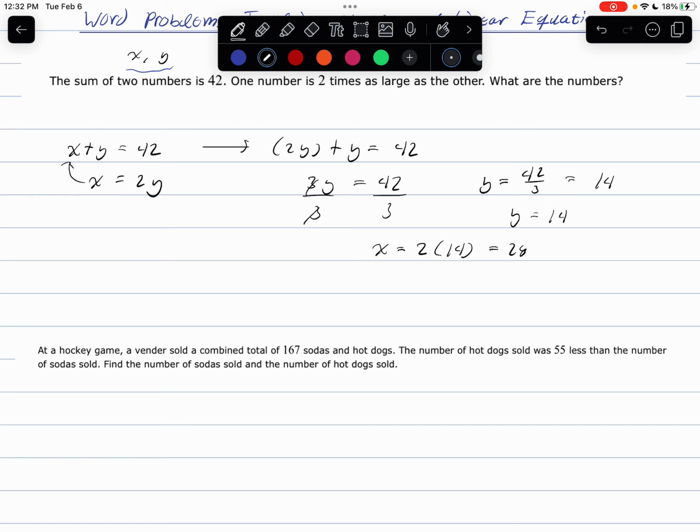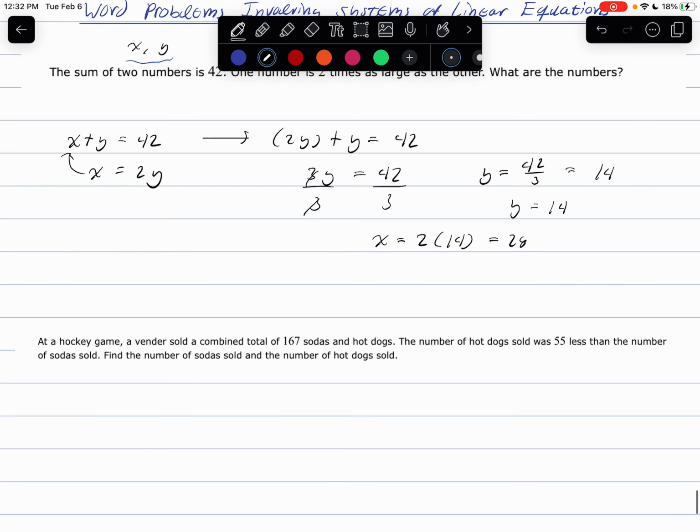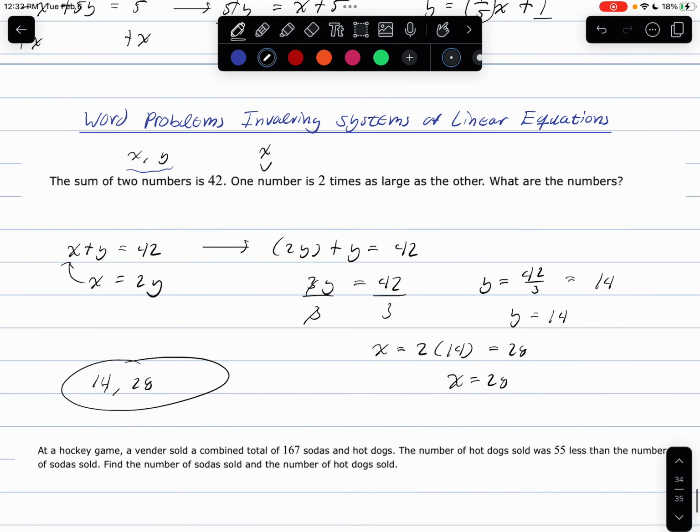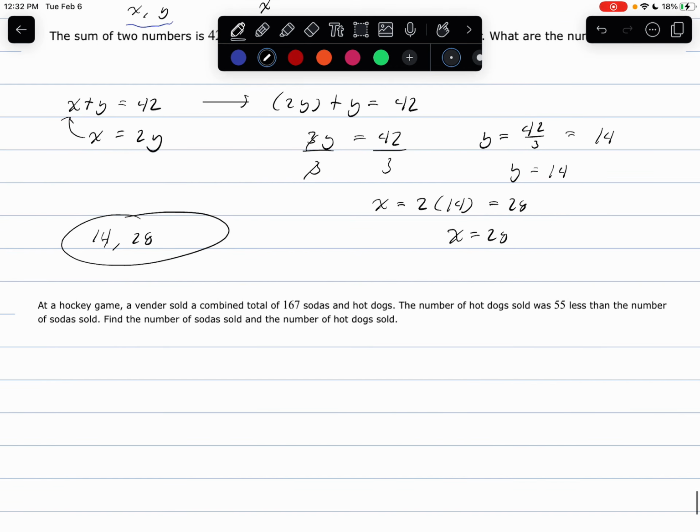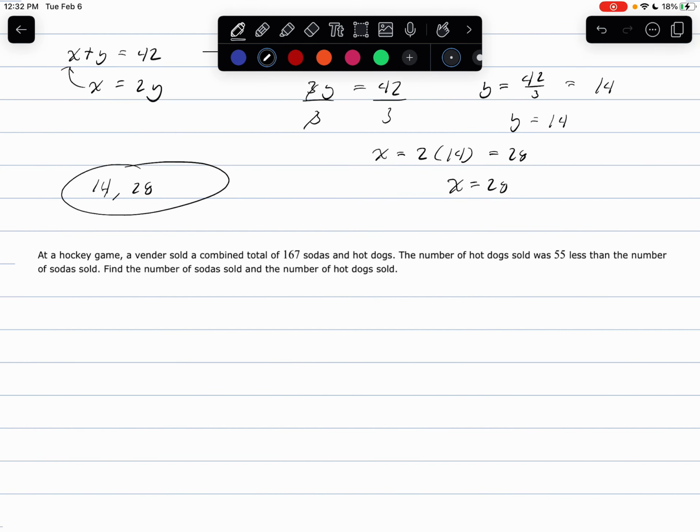So we know that x is equal to 28, and our two numbers are 14 and 28. We can double check the information here. We know their sum has to be 42. So 14 plus 28 is 42. And 28 is actually twice as big as 14. So it satisfies both of the conditions of the word problem. So 14 and 28 are our two numbers.